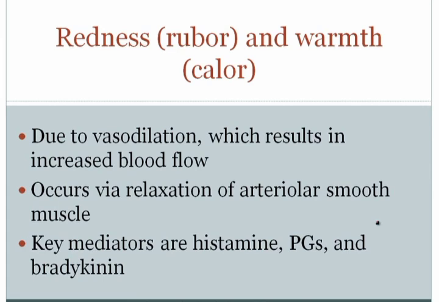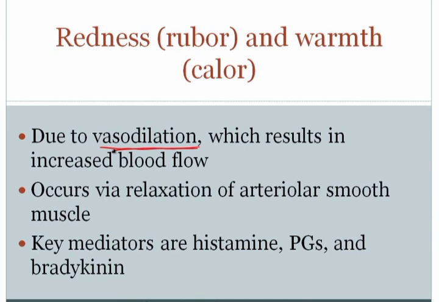And so redness actually occurs due to vasodilation. And vasodilation will be mediated at the level of the arteriole. Once vasodilation occurs, increased blood will go into the tissue, and when there's increased blood within the tissue, that will provide the redness that we see in acute inflammation. So it's mediated by vasodilation.